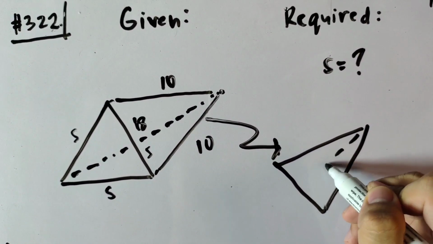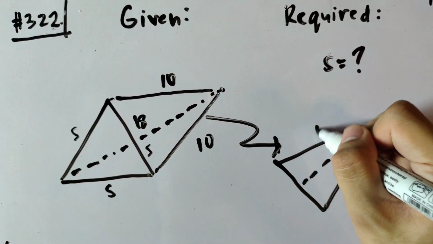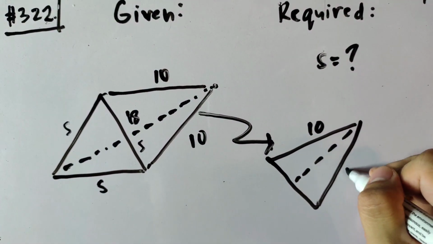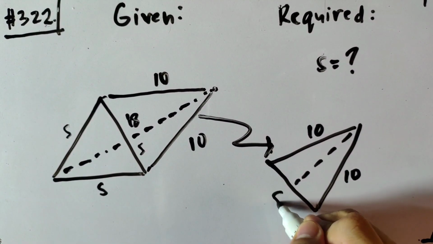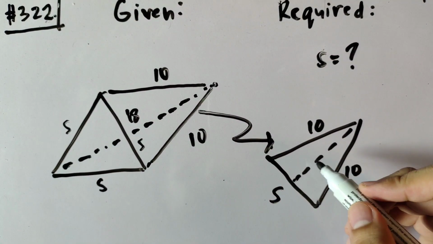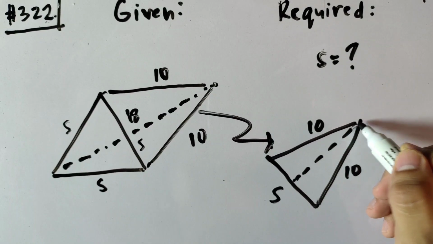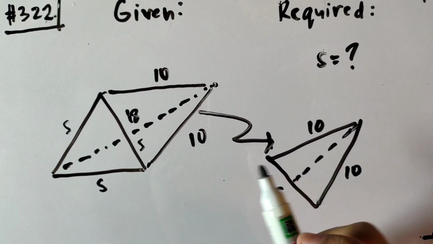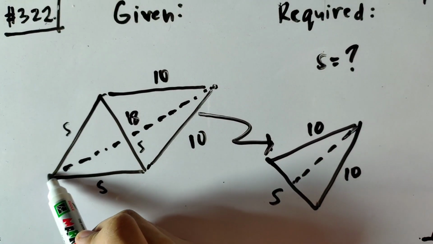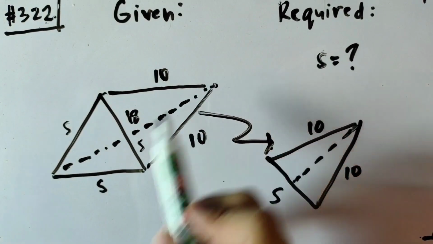So ito yan. So ito, 10 yung length niya. Tapos ito, 10 din. Tapos ito yung S natin. So ngayon, ano kayang tawag natin sa line na to? Ano ba tong line na to? Di ba kinoconnect niya itong vertex nito tapos dun sa point na malayo.